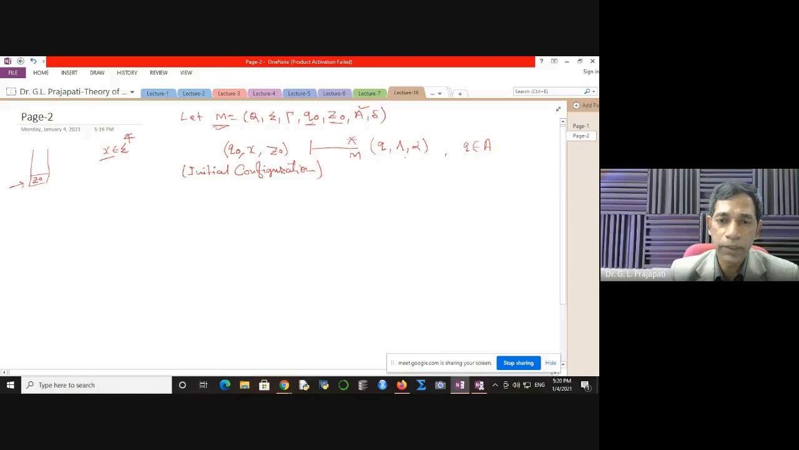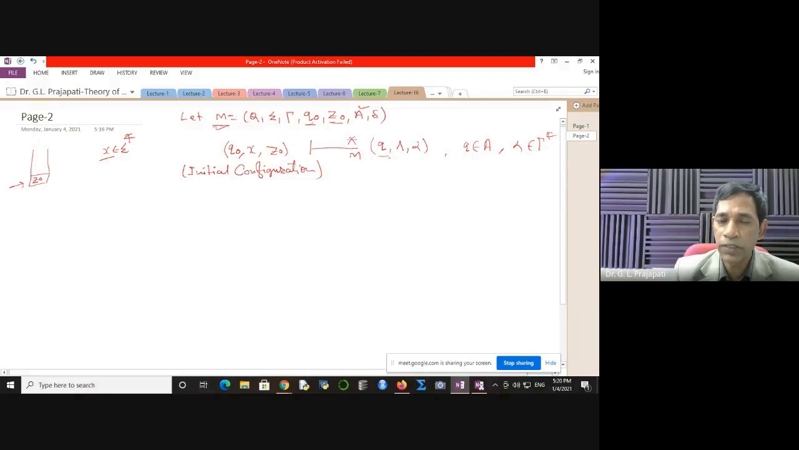In this configuration, what is the current state? The current state of your machine is Q. The remaining input to be read is null, meaning the machine has reached the final state because Q is in A, and there is nothing to read next. Alpha is some string from tau star, and this is the current contents of your stack. Irrespective of the contents, we don't bother about alpha. What is important is whether the machine has reached the final state or not.